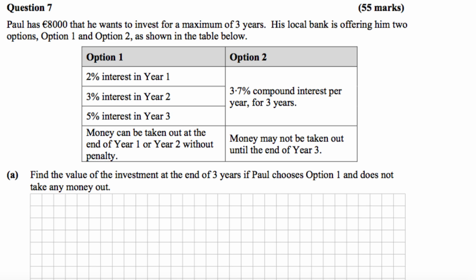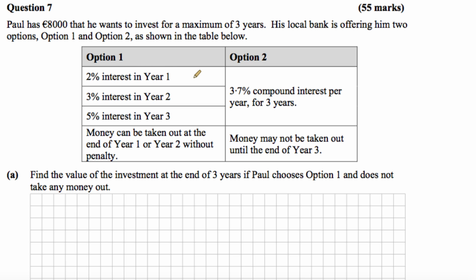So this is the 2016 Cert Ordinary Level Paper 1 and we're looking at question number 7. Paul has €8,000 that he wants to invest for a maximum of 3 years. His local bank is offering him two options, option 1 and option 2, as shown in the table below.